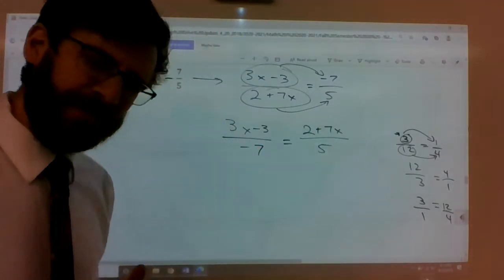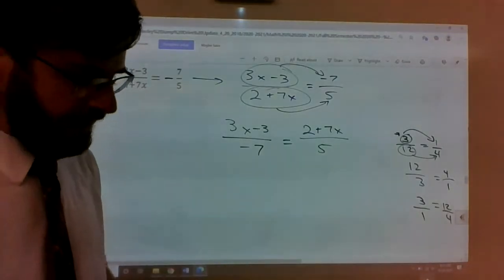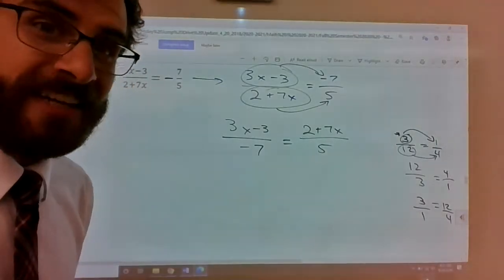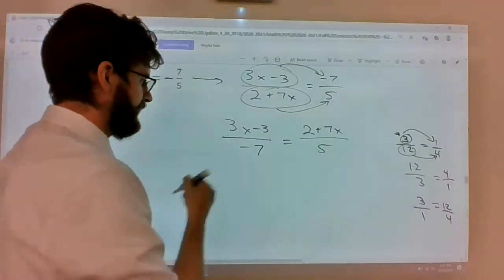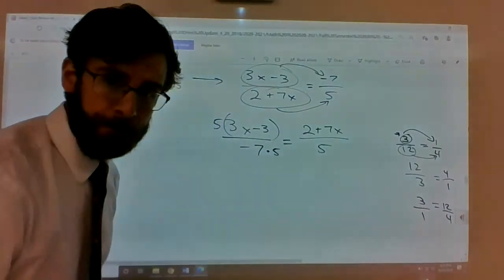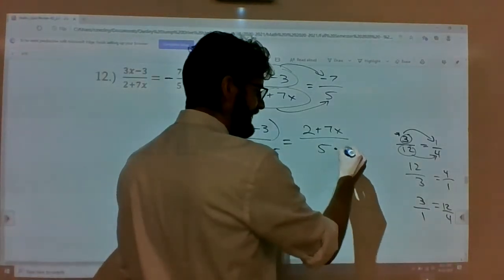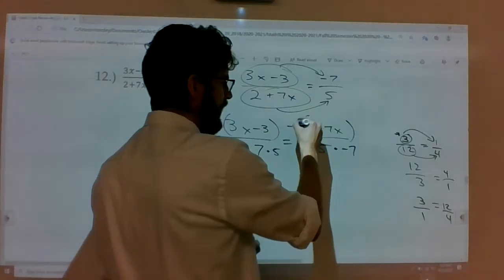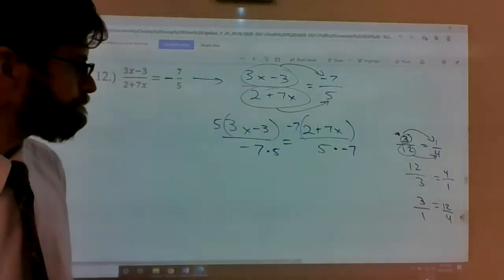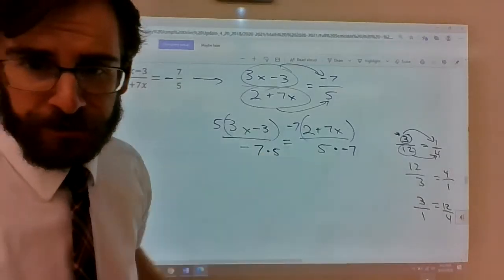So sometimes that can be a little bit confusing, but if I rewrite it like that, then I can find a common denominator of negative 35. I can multiply the first one times 5 on both the top and the bottom. And I can multiply the second by negative 7 on both the top and the bottom. So now they both have a common denominator of negative 35.